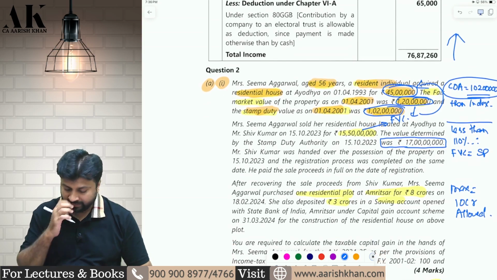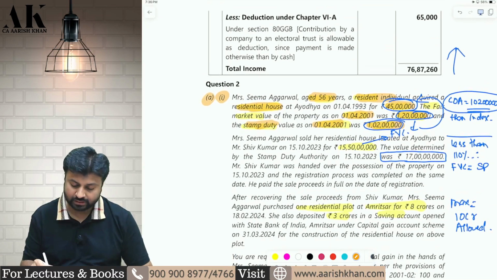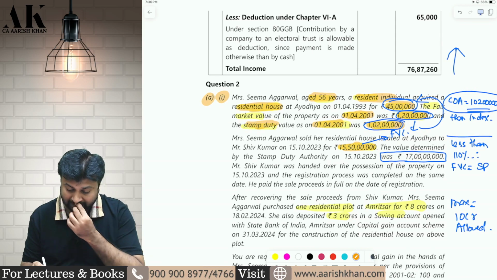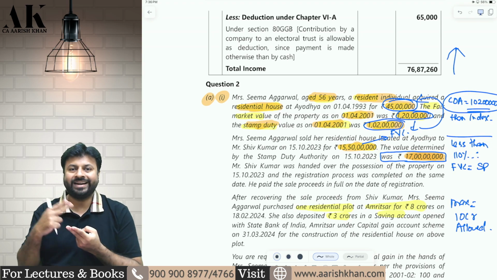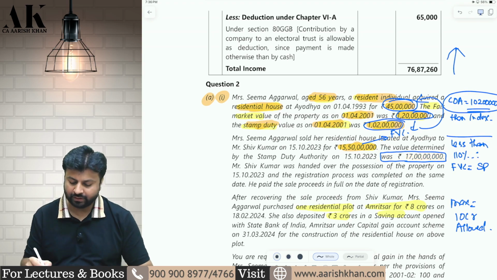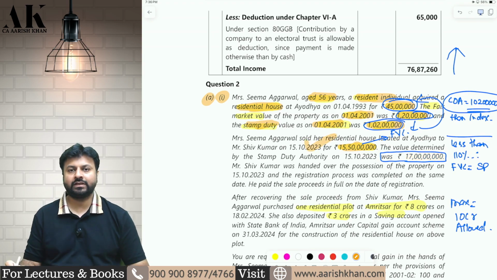Now we also need to find out the sale consideration. You are selling the property for 15 crore 50 lakhs. The stamp duty value is 17 crore rupees. Now if the difference between the two is more than 110%, then you will take the stamp duty value. Otherwise, you will take the full value of consideration as the selling price.